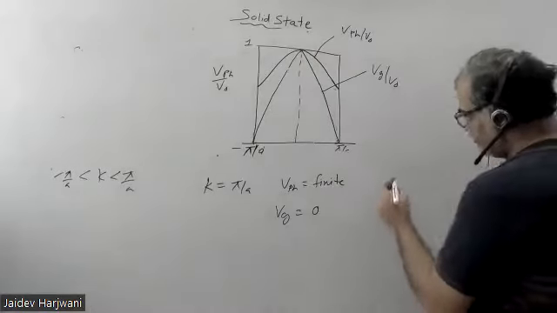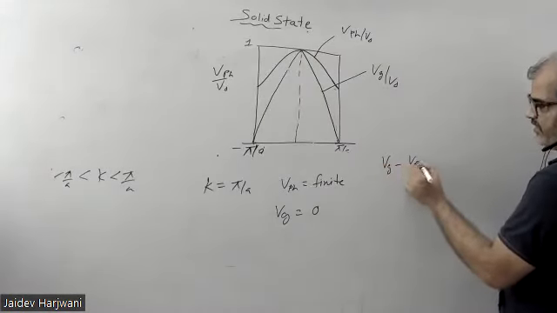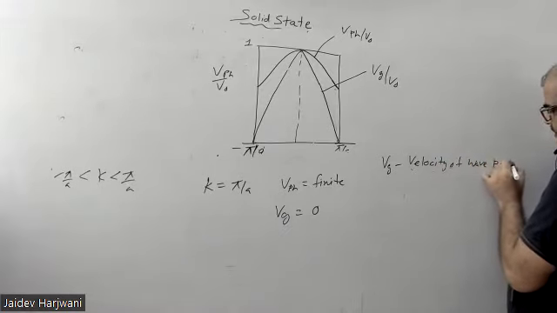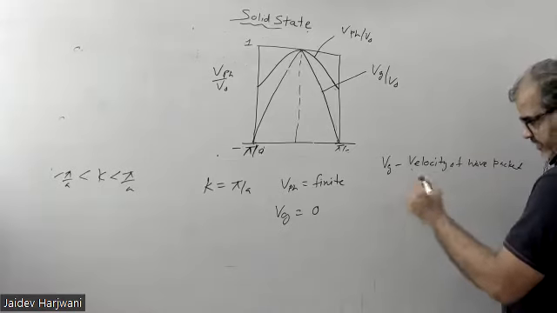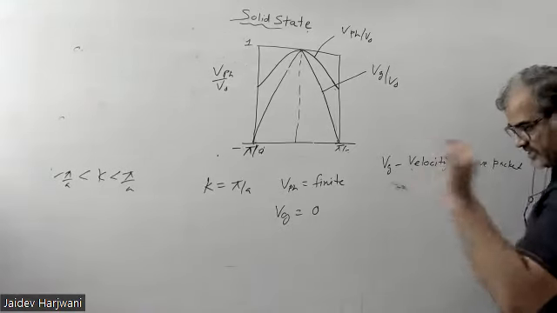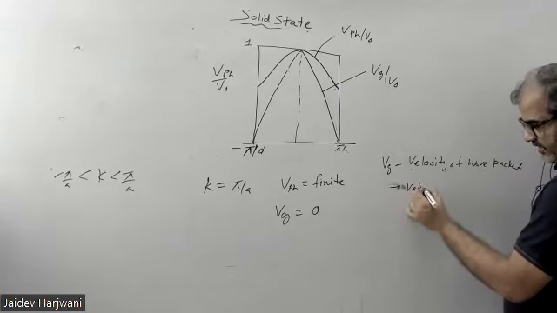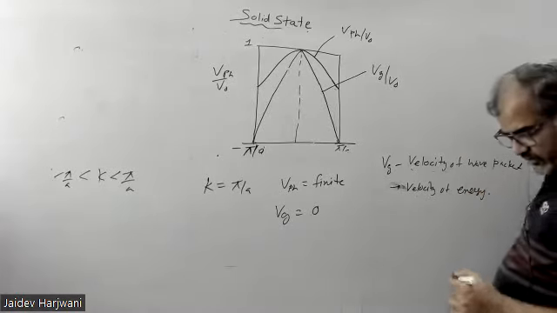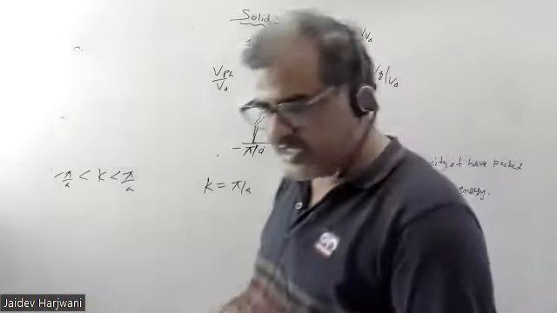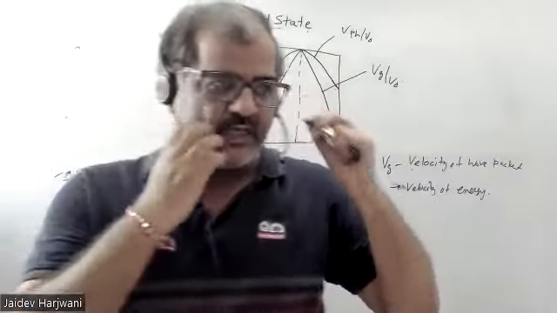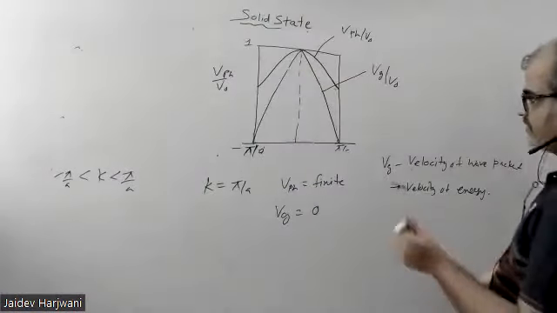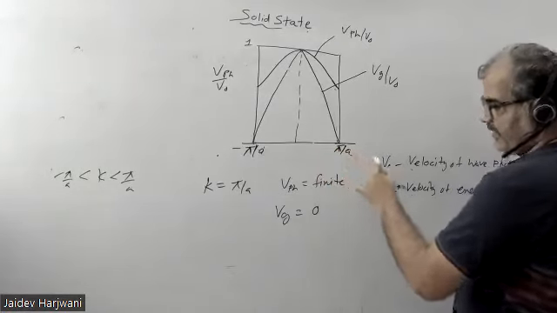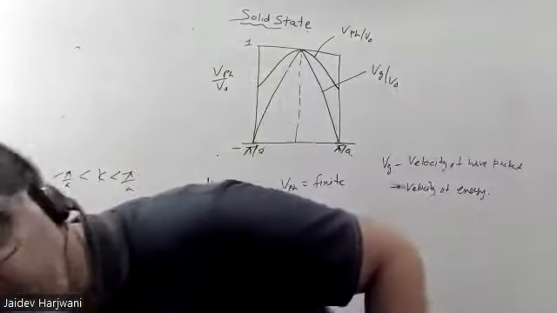So Vg is the velocity of the wave packet, which means the velocity of energy of the wave. Velocity of energy being 0 means no energy is flowing. So these are called cutoff frequencies. That's why at these values no propagation of wave will take place.